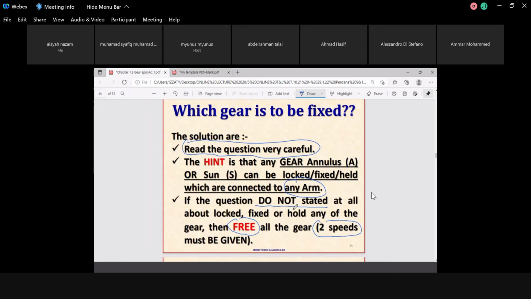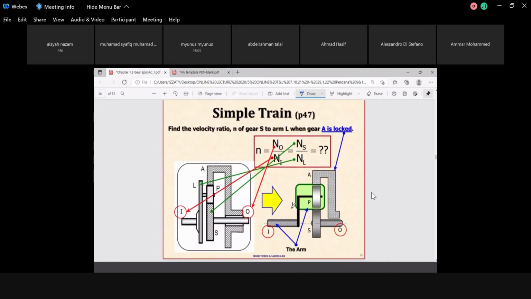Okay, I'm going to move on. This one, simple train on page 470. You have this one in your notes. Okay, look at the end.